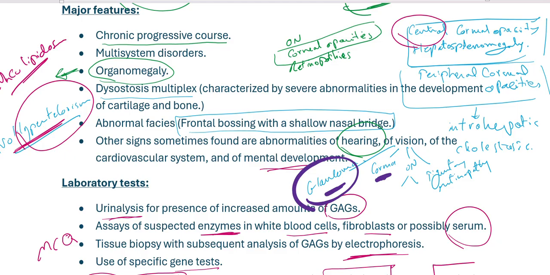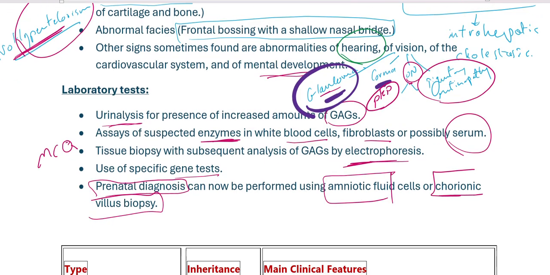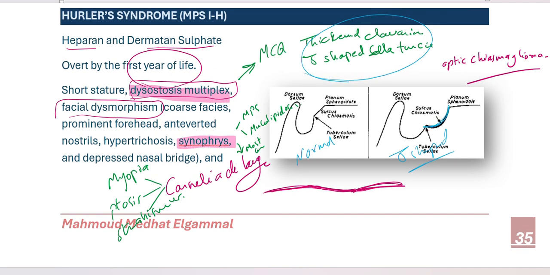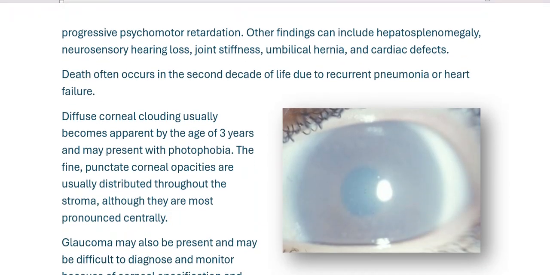And performing penetrating keratoplasty in these patients might not be successful to restore any vision, because this patient might be having glaucoma, optic neuropathy, optic atrophy, or retinopathy. So it's interrelated. I've discussed this more extensively in Hurler's syndrome, because this is the same for nearly every mucopolysaccharidosis. And these terms, dysostosis multiplex, facial dysmorphism, synophrys, are very related to our MCQ questions. They are very repetitive.